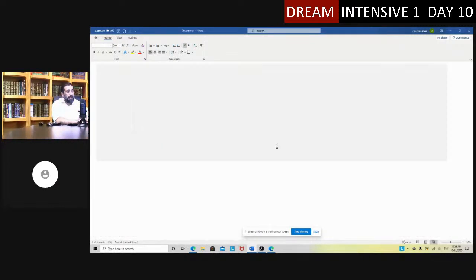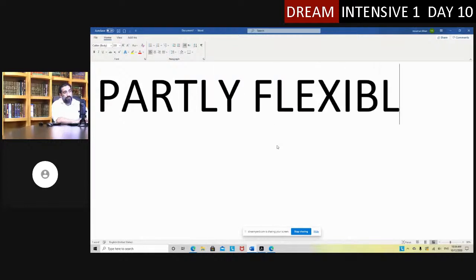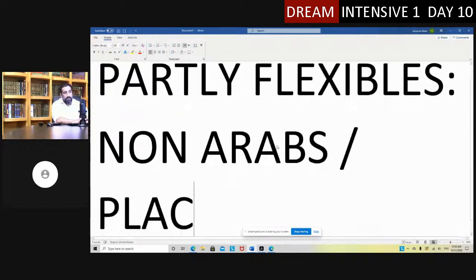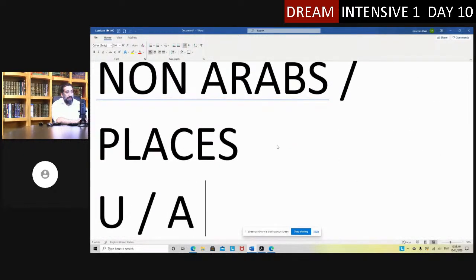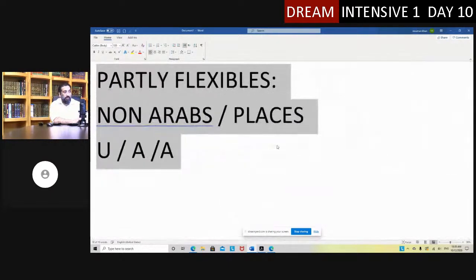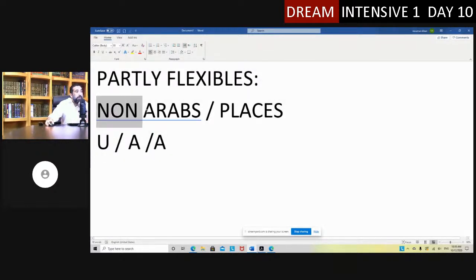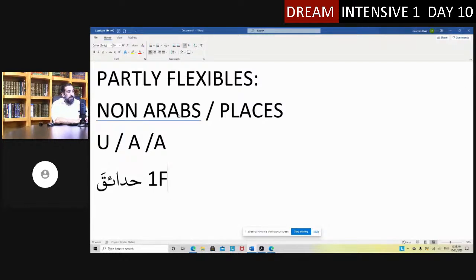Okay. So now let's forget about hada'iqa for a moment and think about partly flexibles. Partly flexibles are either non-Arabs or places. They end with u, a, and a, like Yusufu, Yusufa, and Yusufa. Here's another place where I didn't tell you the whole truth, which is coming in the next intensive. Non-Arabs and places are just 2 of 7 categories where things are partly flexible. Some broken plurals are also partly flexible. We'll learn about which ones. So the thing is, hada'iqa actually happens to be a broken plural. At your level, if you said this is singular feminine, because I know it's a broken plural and it's nasab, and it's common, I would have been okay with that.